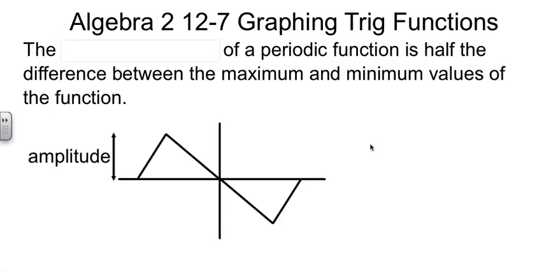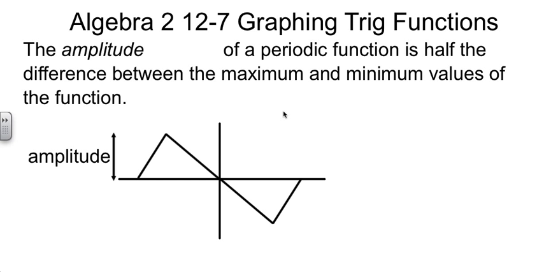This is Algebra 2, Chapter 12, Section 7, in which we will study graphing trig functions. To be able to do these graphs, they're going to ask us about several details. They're going to ask us about the amplitude. That's one of the things we have to learn about here.